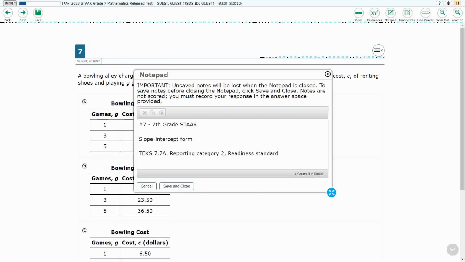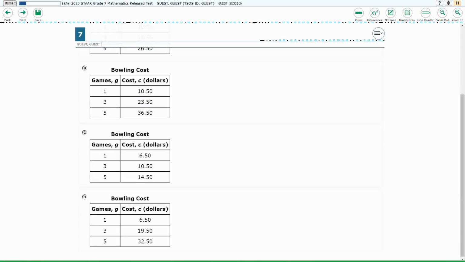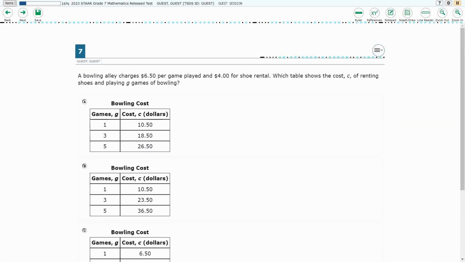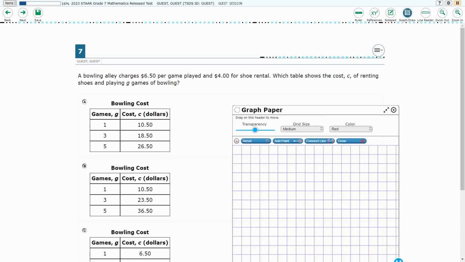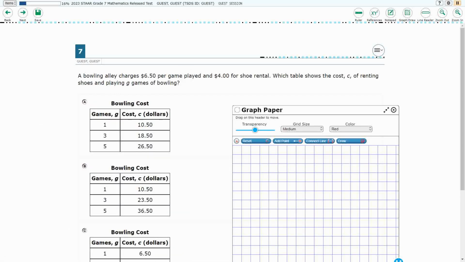For number 7, we are looking at slope-intercept form. This is a readiness standard in reporting category 2, TEKS 7.7a. So we've got to figure out this slope-intercept form, and then we have to find the correct numbers in tables. So let's set this up here. Remember, our slope-intercept form is going to be that very first line, y equals mx plus b.